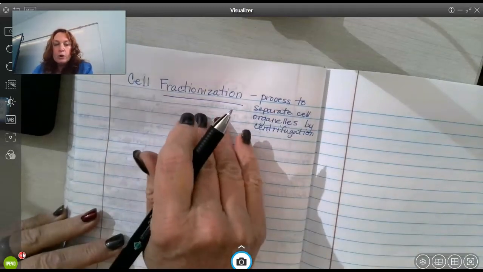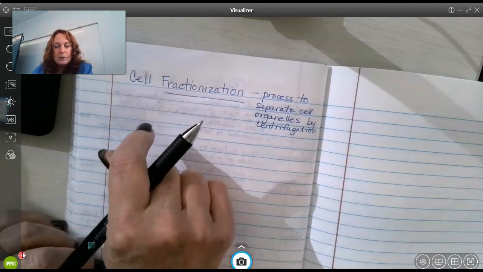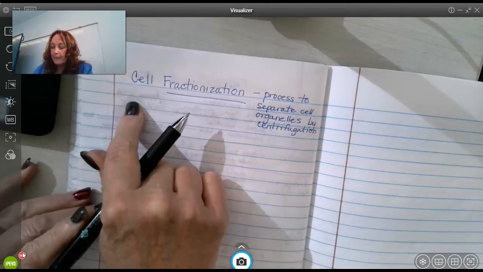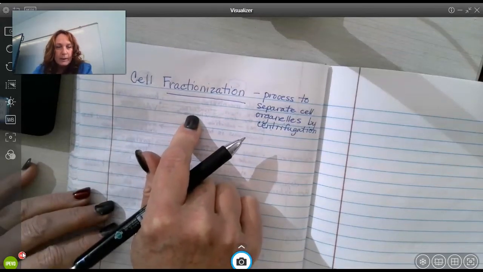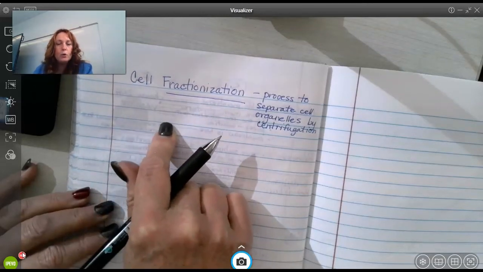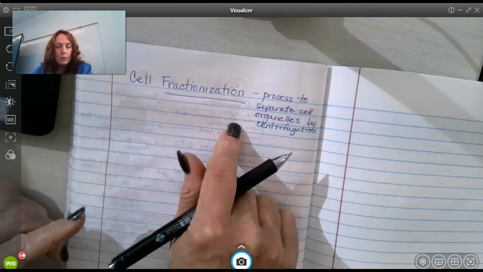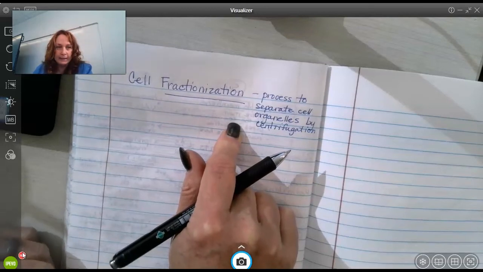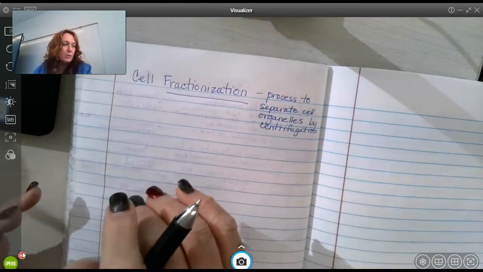So what you're going to do is a series of spins. Every time you spin, you cause something to move to the end of the tube, the bottom of the tube. That's called throwing down. So when you have a spin, you throw down whatever in the liquid has the most mass and the largest size. So if I say spin and throw down, that's what I'm saying.